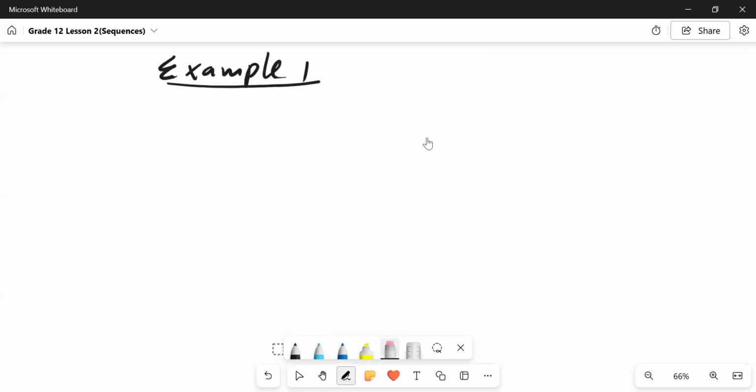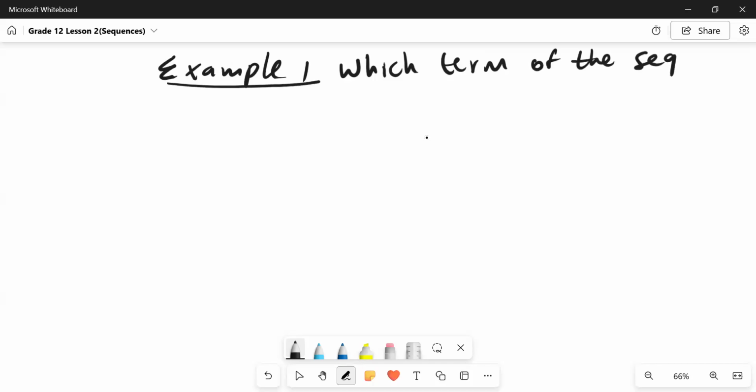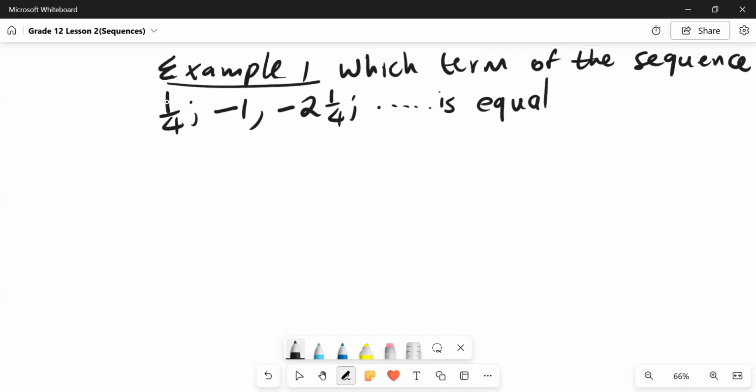So for example 2, they're saying which term of the sequence, and then they give us 1 over 4, minus 1, minus 2, 1 over 4 there is 2, and then they're saying is equal to negative 13 and a half question mark.